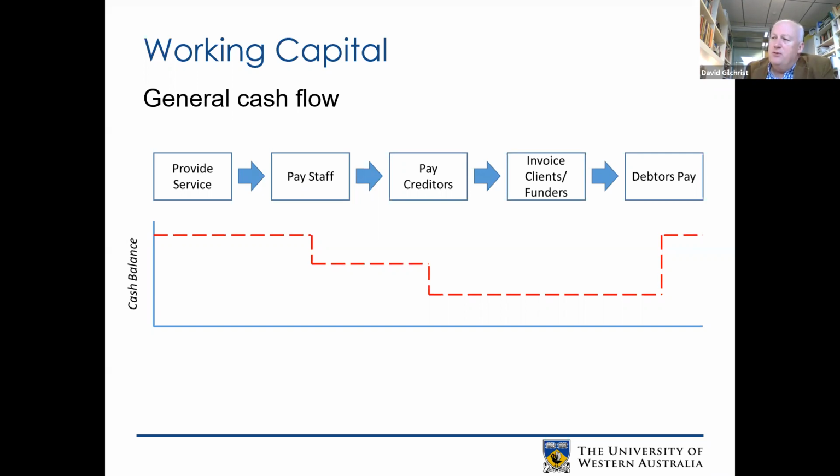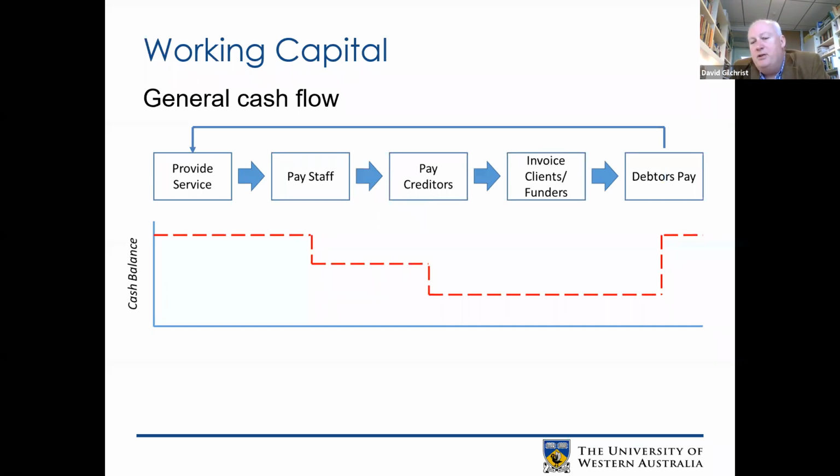Clearly, though, this is also a cyclical process. And so at the end of the day, the debtors pay, you provide service, and you go in this continuous loop where you're trying to work out how much cash you need and what that reserve of cash needs to be to make your directors and your executive and others feel comfortable the organisation can pay its bills as and when it's due.